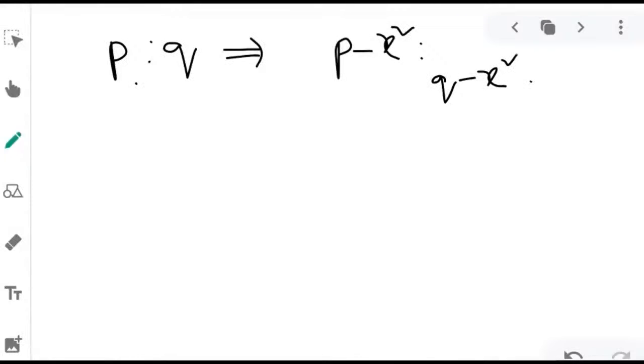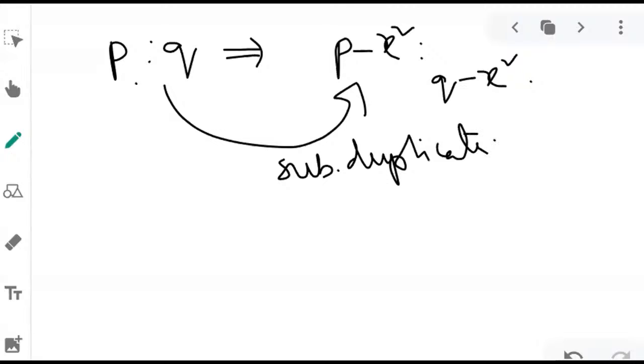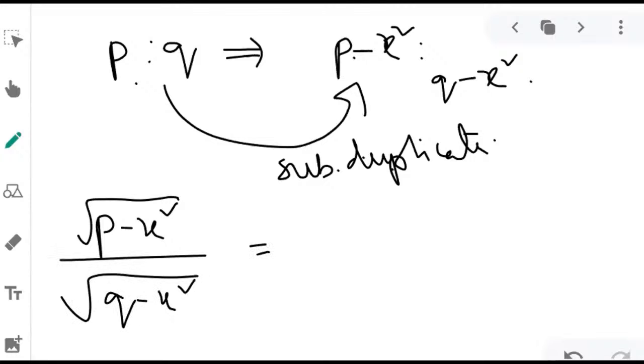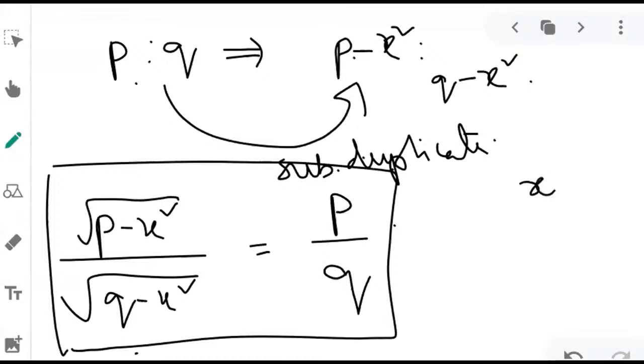The first thing he's saying is P is to Q is the subduplicate ratio of (P minus x square) is to (Q minus x square). If this is the subduplicate ratio of this, then this is the duplicate ratio of this. Or let's not go there. This is the subduplicate ratio of this, they are saying. That means root of (P minus x square) divided by (Q minus x square) is equal to P by Q. This is the condition that they gave, and he's asking for the value of x square.